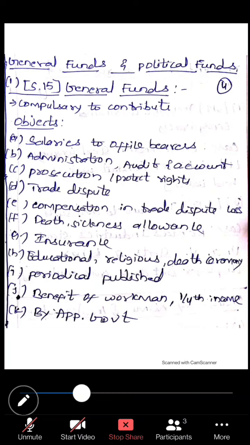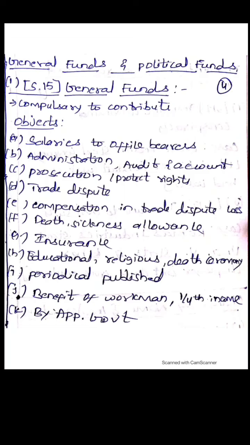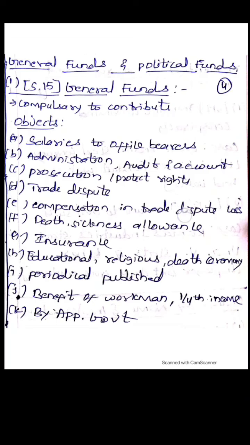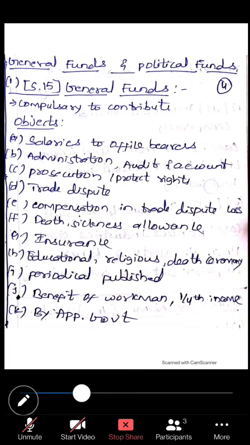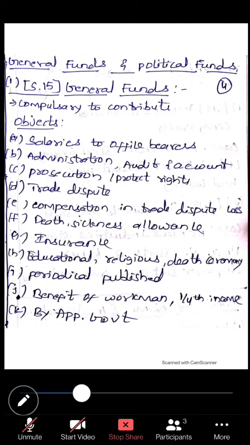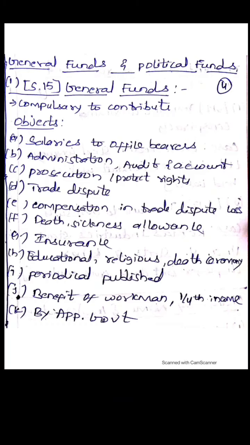Where can this general fund be spent? The objects of this general fund are salaries to office bearers. The trade union has office bearers, so if they have to pay the salary to office bearers, then the general fund money can be used. It can also be used for administration, audit, and accounts. For the administration of the trade union, the money can be utilized from the general fund. It can be used for prosecution or to protect rights, say if a suit is filed.